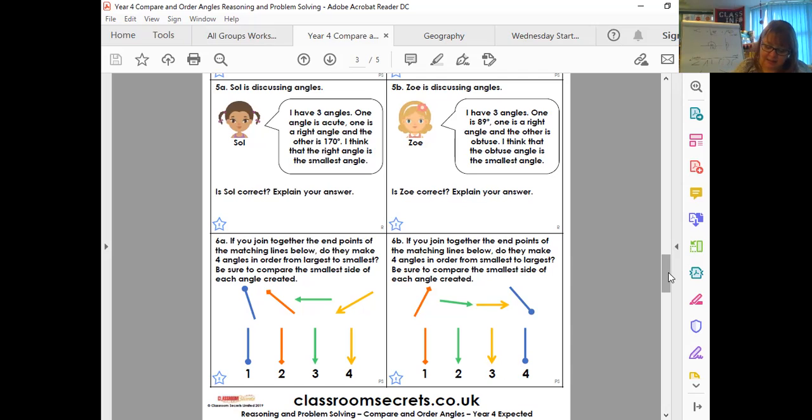Now, is the angle I've made there? Okay, you have to have a look at it. Then you do the same for number 2. Join the 2 together, and number 3, and then you need to order them 1, 2, 3, 4, 3, 2, 4, 1, whichever they're in to make smallest to largest.